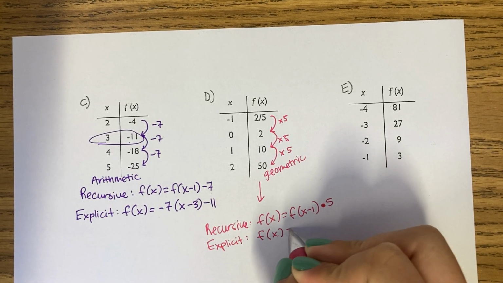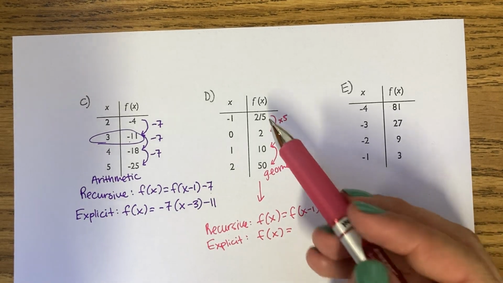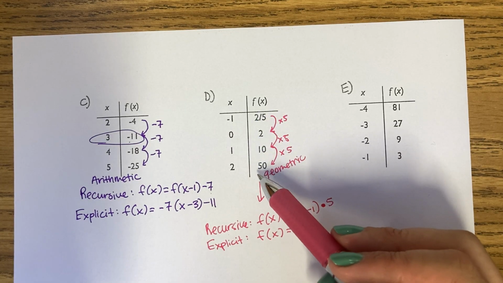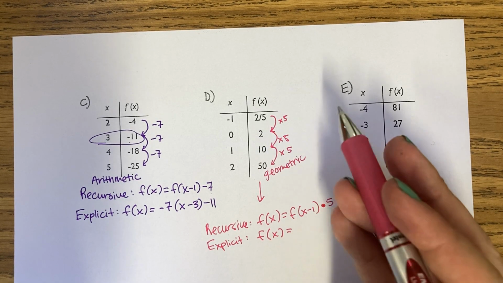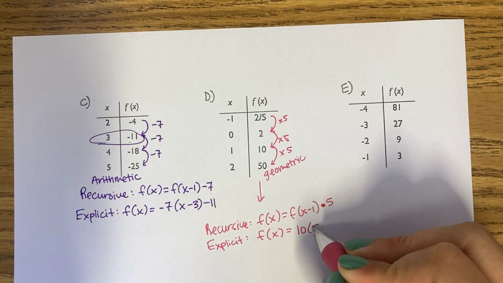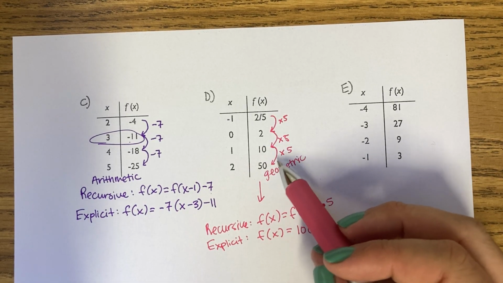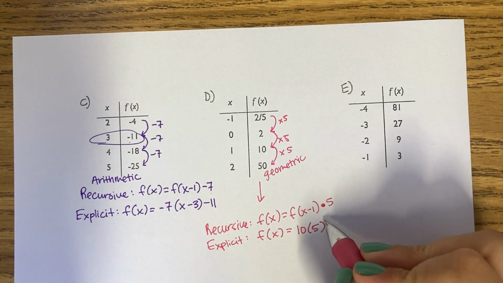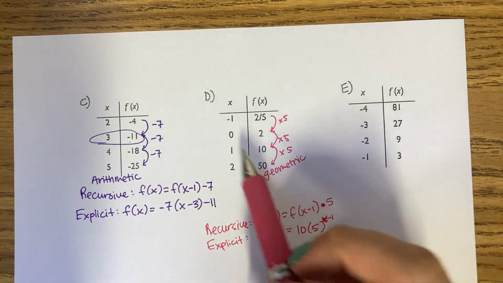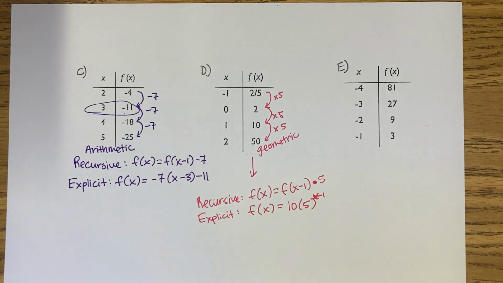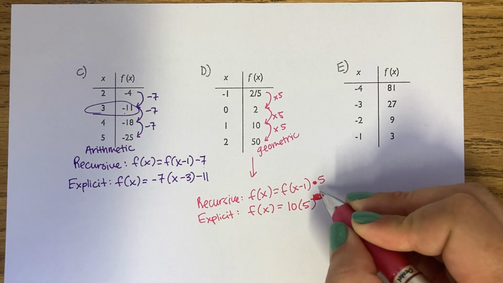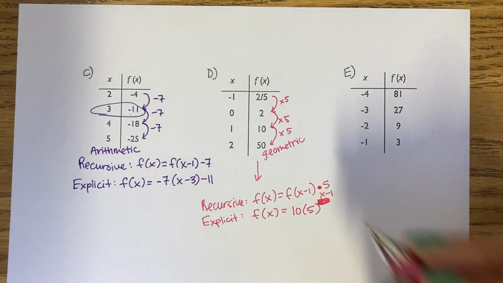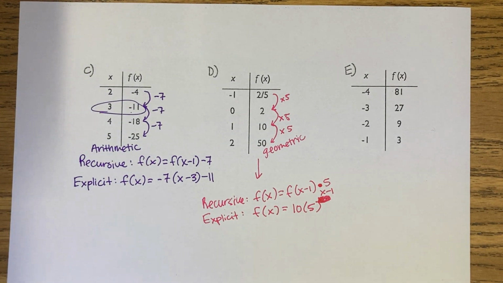f of x equals, where's my starting? Okay, which one do I want to start with? I'm going to start with 10. 10 times 5. If I start with 10, that was the first term. So x would need to have a minus 1 on it. It looks a little weird. Let me fix it. It's minus 1. There we go. That's a little bit cleaner.